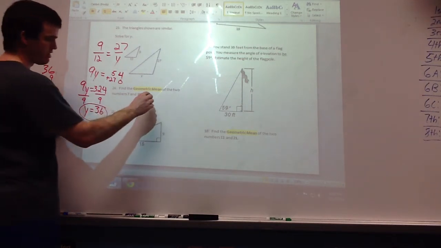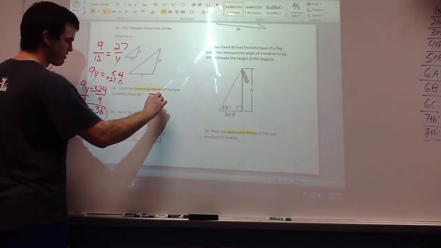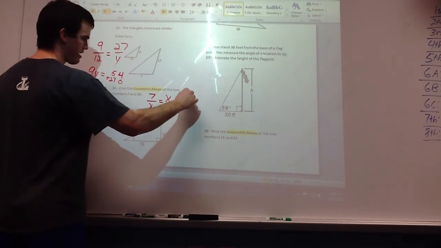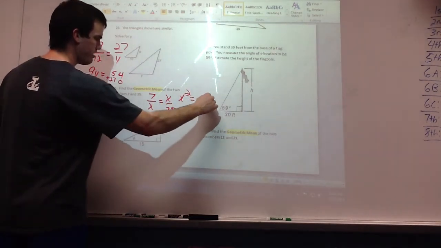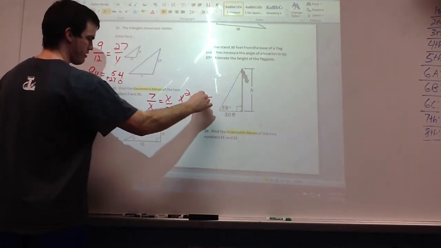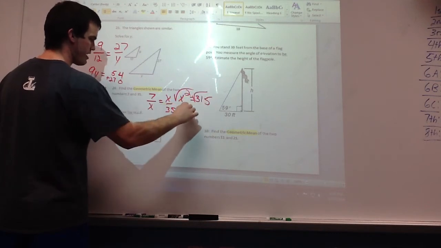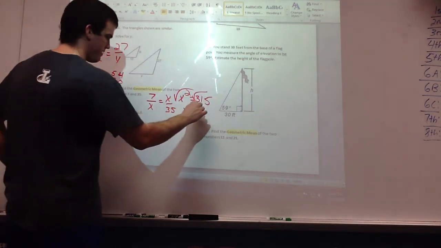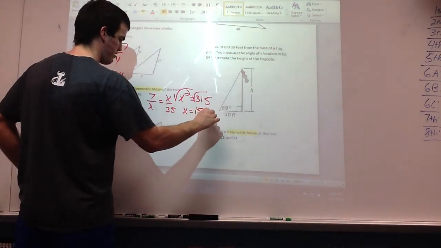Number 24, find the geometric mean. 7 over x equals x over 35. Cross multiply, I get x squared equals 315. Take the square root of both sides, so x is going to equal 15.7.